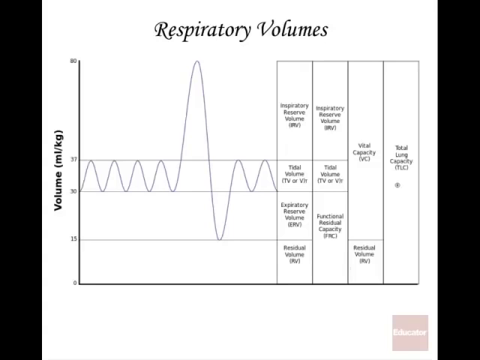And of course, this is variable in terms of the precise measurements. I mentioned 500 milliliters earlier for the tidal volume. In someone that's really petite, it'll be less. In someone that's really large and has really large lungs, it can be a bit more.